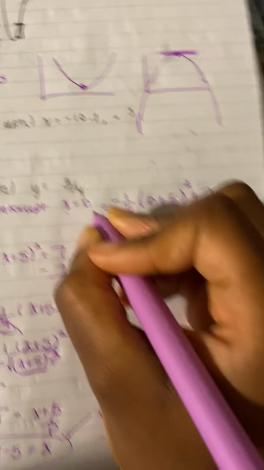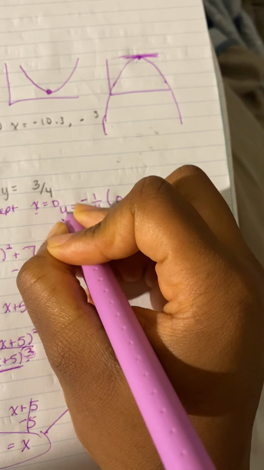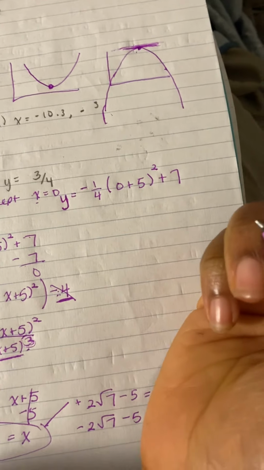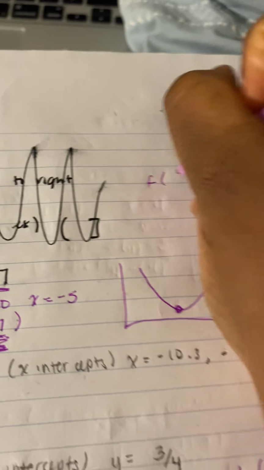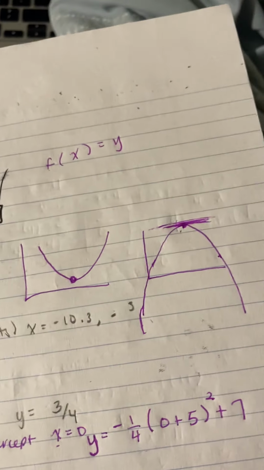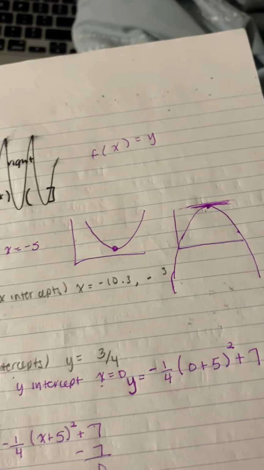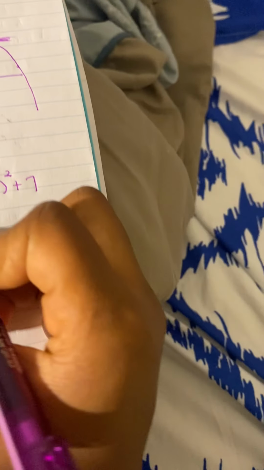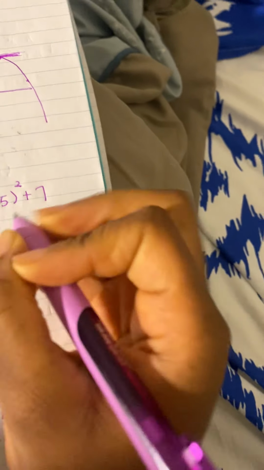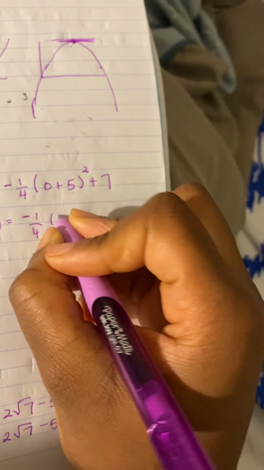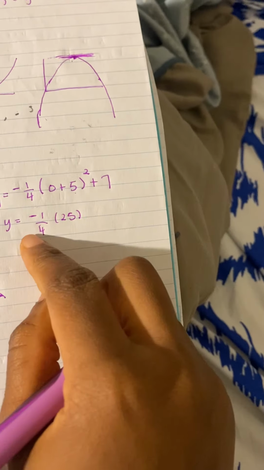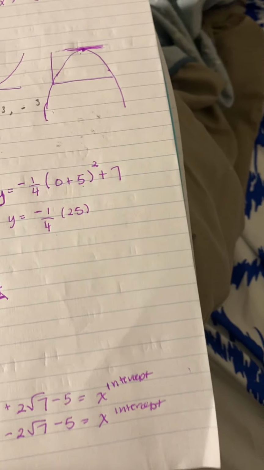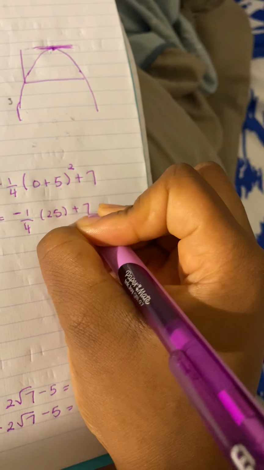And don't forget your y. We're looking for our y, or our f(x). f(x) equals y in this case. It's just a different notation to write your y. So y equals, let's add everything up. Negative 1/4. 0 plus 5 is 5. 5 squared is 25. So negative 1/4 times 25 plus 7.